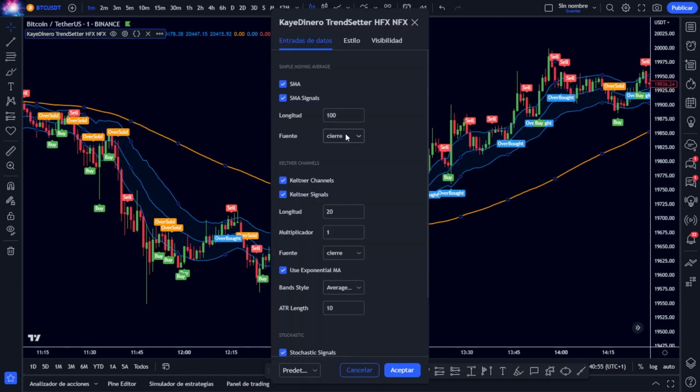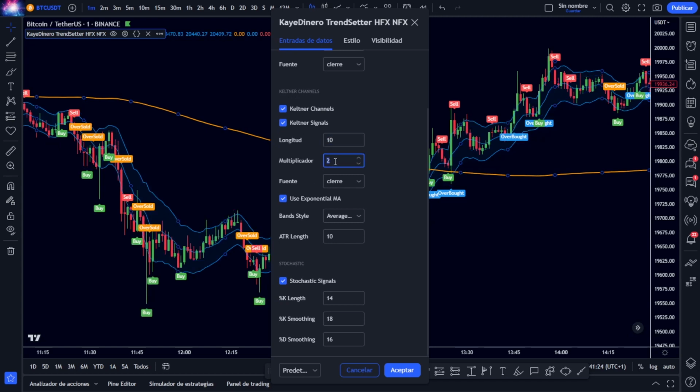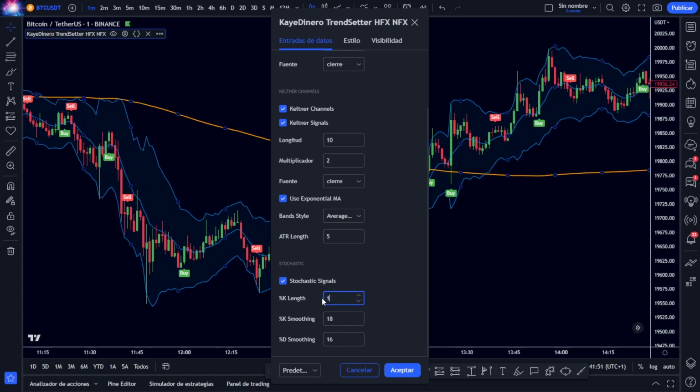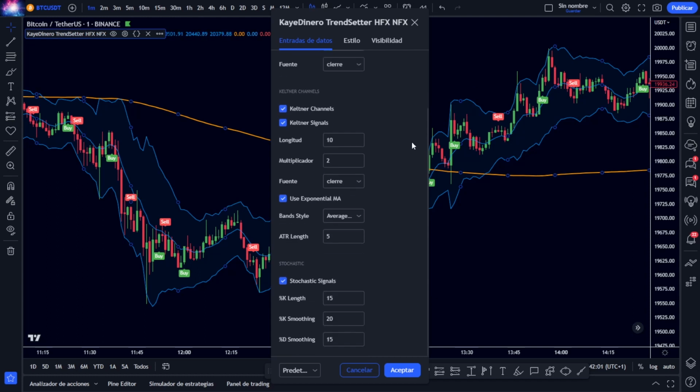We go directly to settings and we will begin to change some little things. First, in length we would put 200. We continue down, and here in the Keltner bands we also change the length from 20 to 10. The multiplier we change from 1 to 2, and the ATR length from 10 to 5. In stochastic we would put 15, 20, and 15, and we would have everything ready. Try to place it exactly in this way to maximize the benefits.